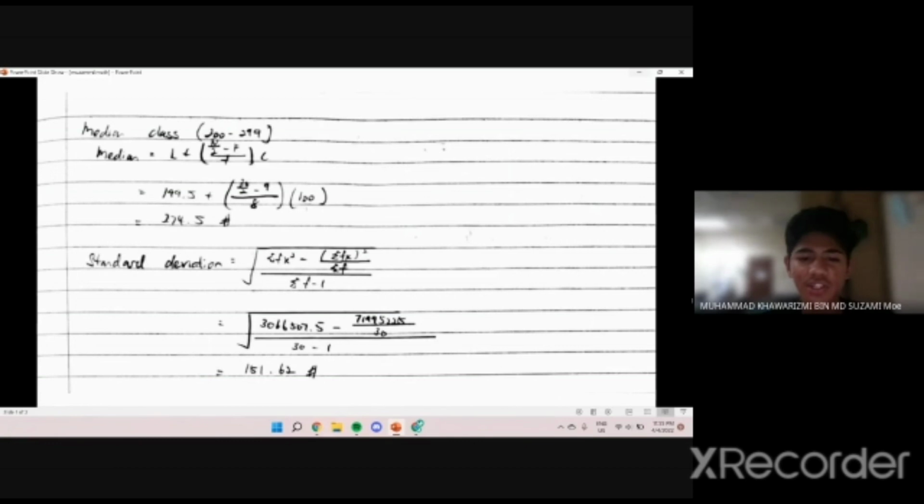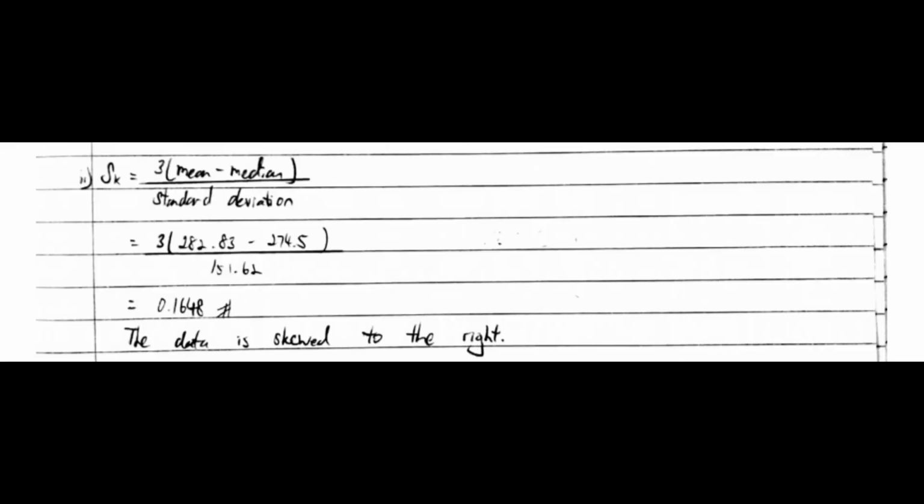So can Ainon show us how to get the Pearson coefficient of skewness? Hi, my name is Nur Ayunabiha. Firstly, I would like to say that I totally agree with all the opinions. So I will explain the Pearson coefficient of skewness. The formula to find the Pearson coefficient of skewness is 3 in bracket mean minus median over standard deviation.